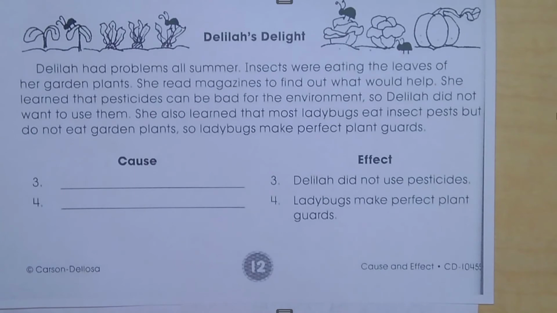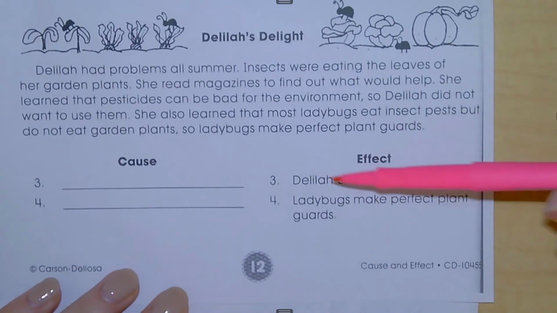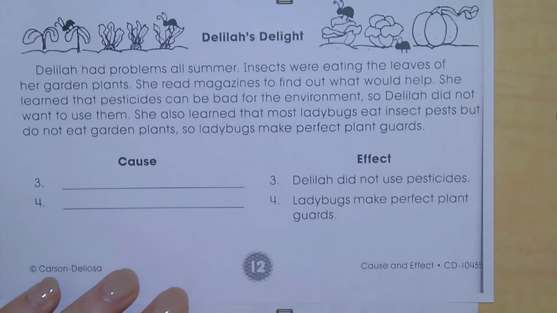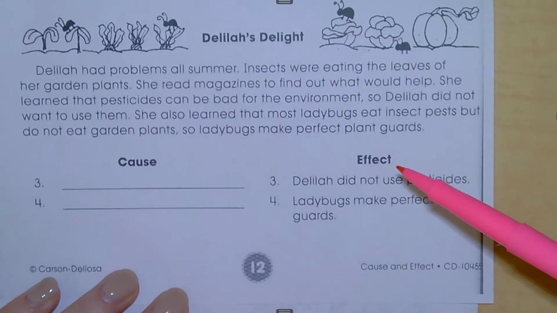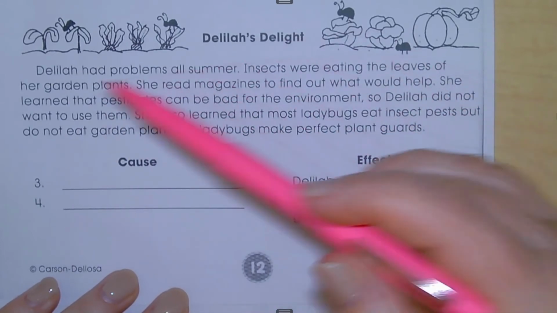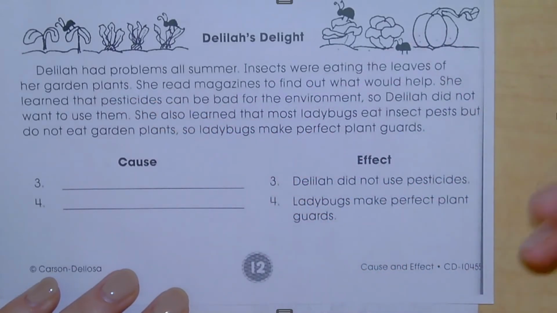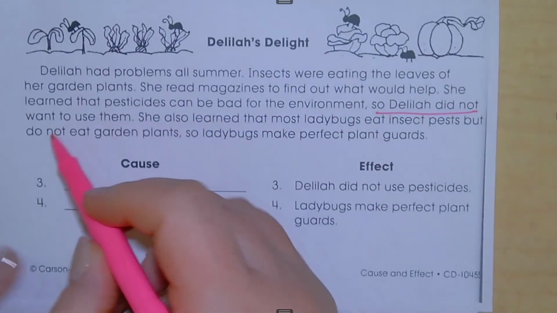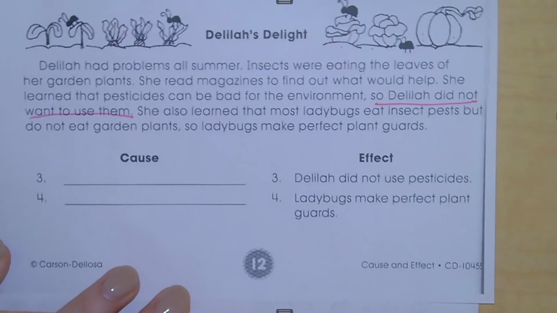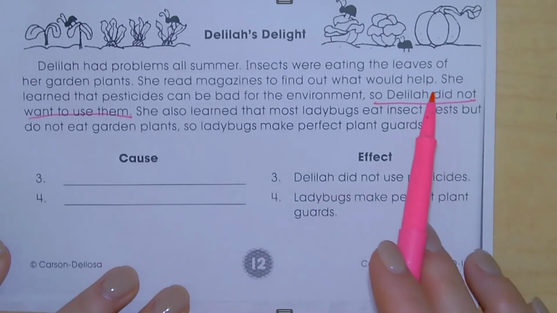Okay, you should be about finished reading Delilah's Delight. Now, this time they are giving us the effects, and we need to find the cause. We need to find why those things happened. So look at number 3. It says Delilah did not use pesticides. First, let's find in our paragraph where it says that. Okay, she learned that pesticides can be bad for them. All right, so Delilah did not want to use them. All right, so Delilah did not use pesticides.